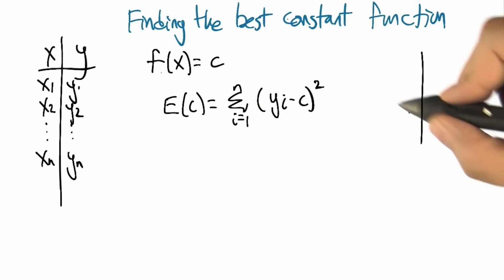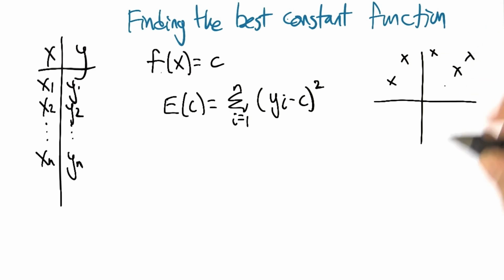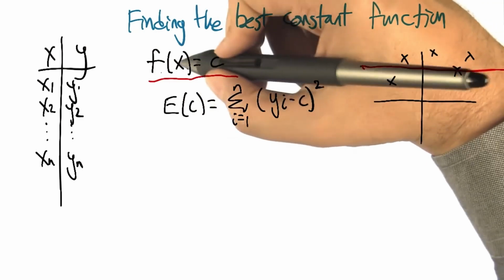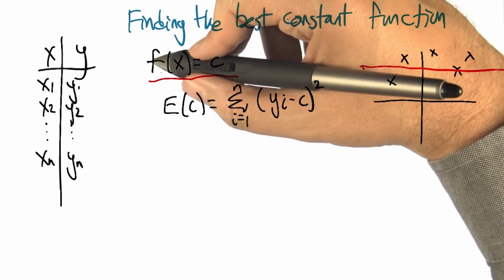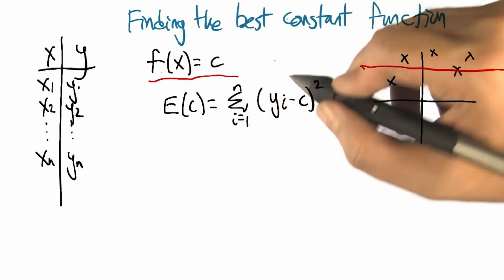So imagine that what we're trying to do is that we've got a bunch of data points, and we're trying to find the best constant function, right? So the best function that has the form, the value of the function for any given x is always the same constant c.